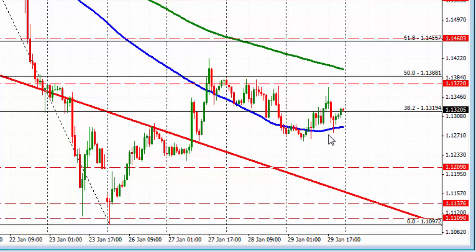On the downside, we know where our risk is. Our risk is going to be this 100-hour moving average. We need to get and stay below that level in order to keep the bears in charge. We have not been able to do that in the New York session. At least we went a little bit below it and then came back up. So we need to see a move below that level in order to push this market to the downside. That's going to be our key level in trading over the next 24 hours.